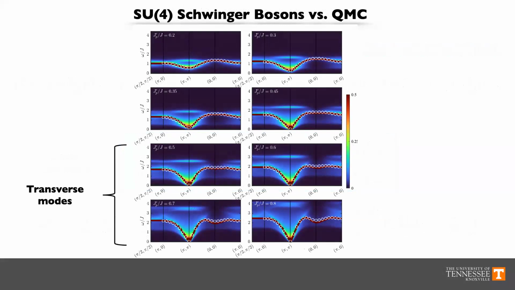The circles are quantum Monte Carlo results. The line is the Schwinger boson approach, right? So once again, you can see near a quantum critical point, now a kind of trivial quantum critical point, the Schwinger boson approach works much better than any of the semi-classical approaches.